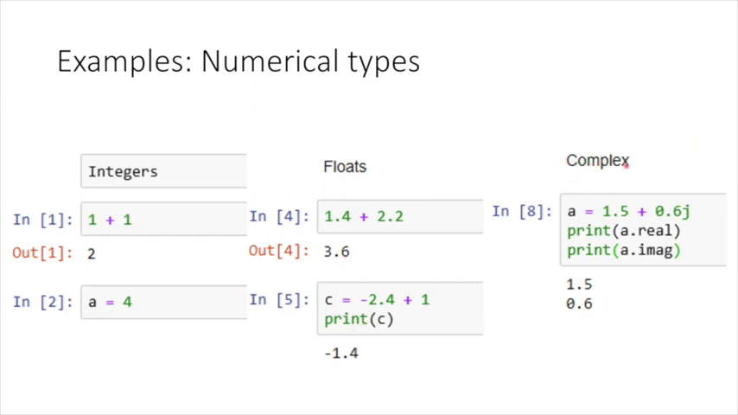And for complex numbers, same thing, where you have the real part of the complex and the imaginary part. And what you're seeing here is that real and imag are methods of complex, which you can call to figure out what the real portion is and the imaginary portion.